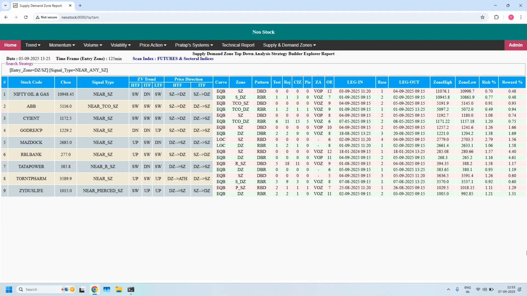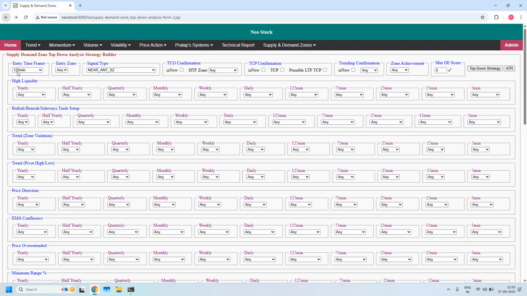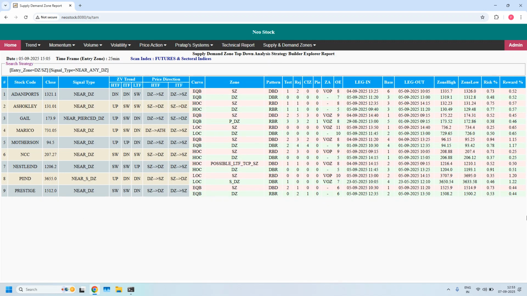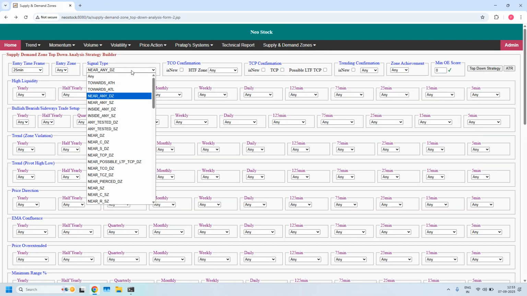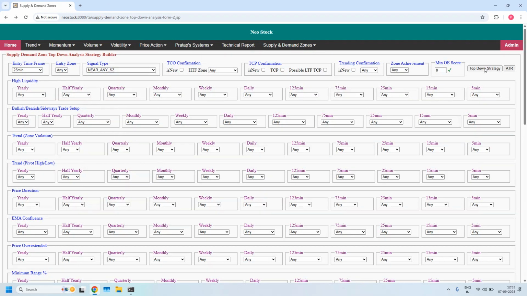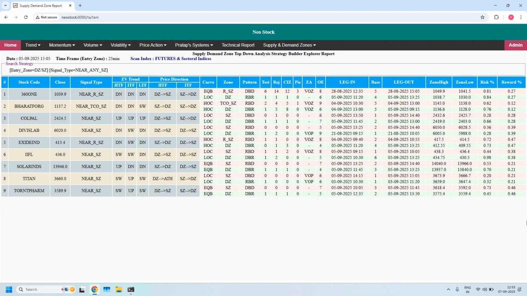Okay, next time frame 75 minutes already generated in the beginning of the report. So the next time frame is 25 minutes. Stocks near to the 25 minutes demand zone, we got 9 stocks. Next, stocks near to the 25 minute supply zone, we got 9 stocks.